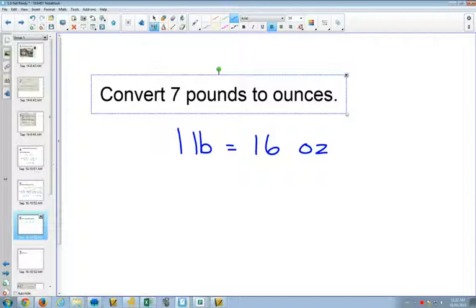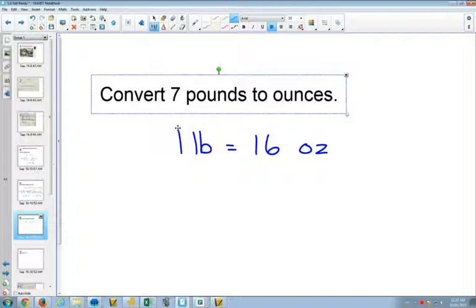Anybody know why they use LB for pound? We could... I don't know why. Maybe, yeah, because Libra means weight in a different language. So, Latin. Probably Latin.